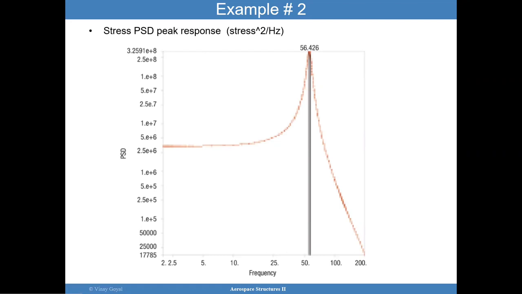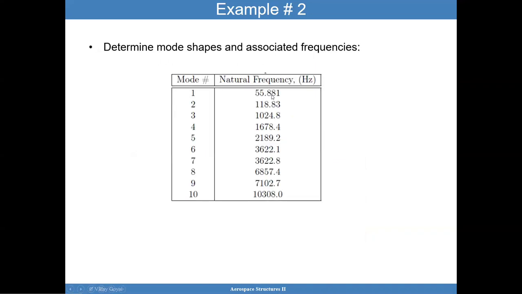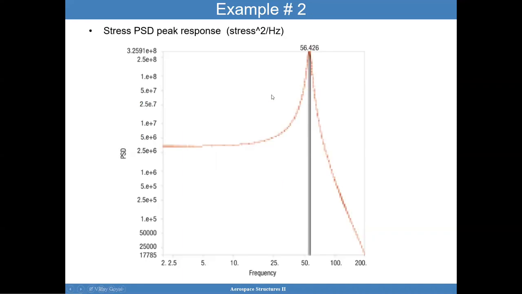The stress PSD peak response was plotted. Here the stress output is going to be in units of stress squared divided by hertz. What you see here is a plot of the peak response, which coincides in essence with the first frequency of 55 hertz, 56 hertz. And this is the response that you get.